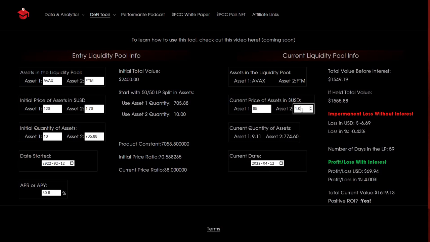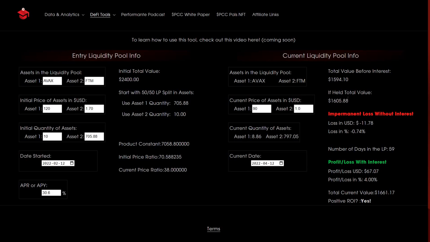But we can see when there is more of an impermanent loss, it's going to increase this number, and at a certain threshold, the impermanent loss is going to be greater than what you made with interest. So it could be the same thing if one asset goes up. It would be the same sort of scenario. So let's say instead of 85, it's 90. We'd also see an increase in impermanent loss, as you can see right here.